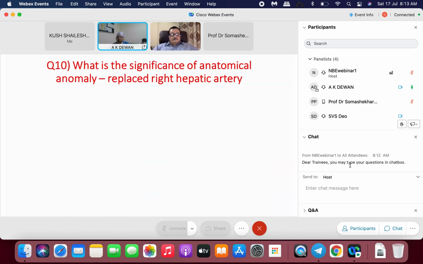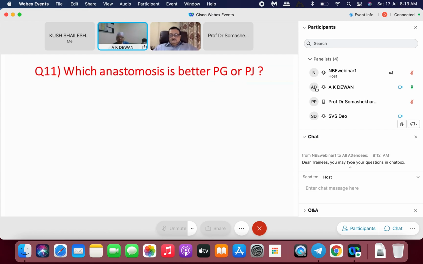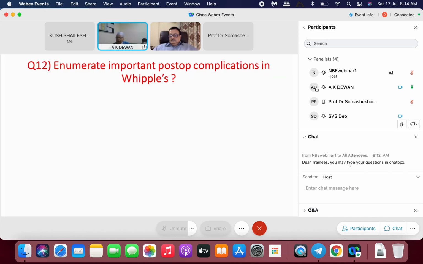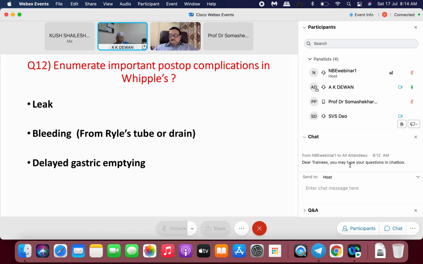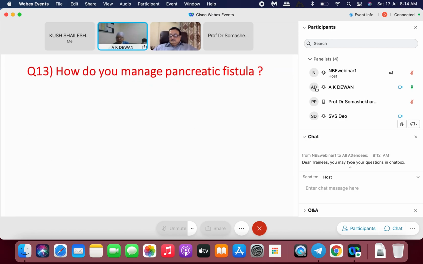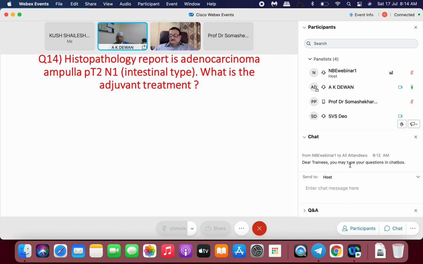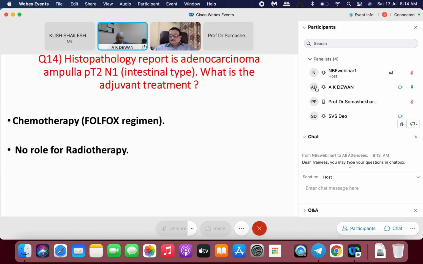What is the significance of the anatomical anomaly, replaced right hepatic artery? This anomaly was there in this case. Which anastomosis is better, PG or PJ? And enumerate post-op complications of Whipple's. How will you manage pancreatic fistula depending on the grade? And the histopathology report is adenocarcinoma ampulla, T2N1 intestinal type. What is the adjuvant treatment? No role for radiation. It is possible.